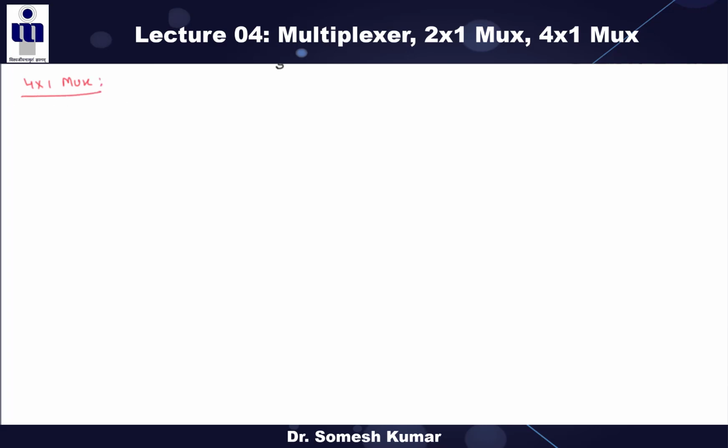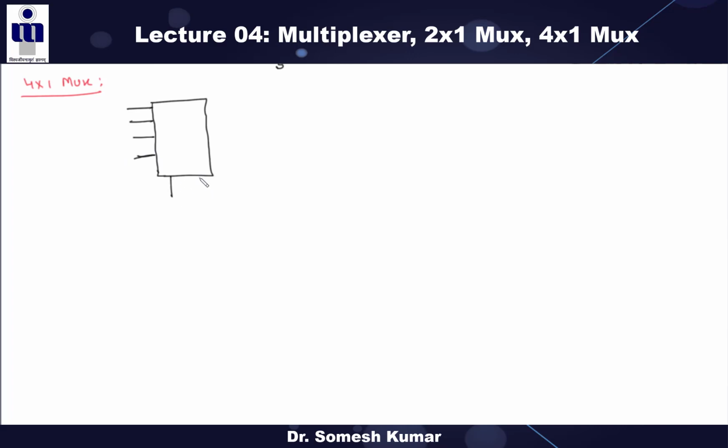In a 4 to 1 mux, how many inputs are there? 4 inputs. Select lines are also inputs, right? But here, don't get confused. Input means these inputs, and select lines we are saying. But in some books, it is also written that select lines are also inputs. The output is not counted, because there are only two categories, inputs and outputs.